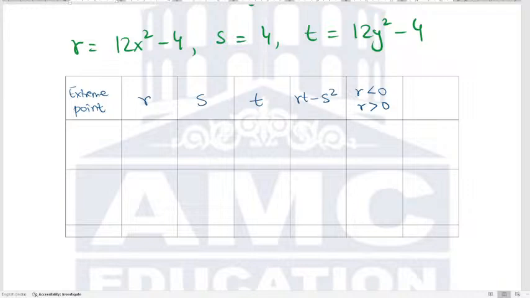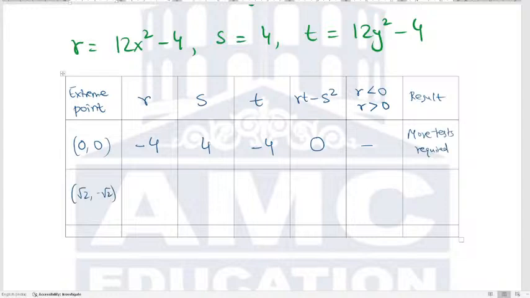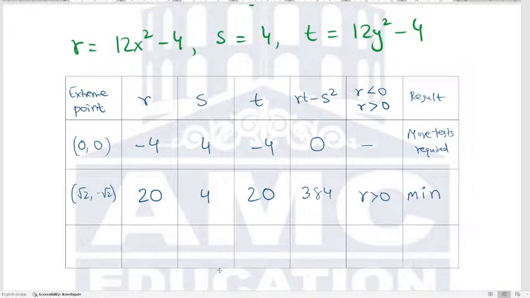When rt minus s square, this extreme point is 0 comma 0, right? At 0 comma 0, rt minus s square will be equal to 0, because rt is 16 and s squared is 4 squared, that is 16, so that is equal to 0. More tests required. Next, comma negative square root of 2. So the value of x is negative square root of 2, so r is 20. s is 4. 4 minus 4 is 2, is greater than 0. So we should go to the next column and see here, r is greater than 0. So this is a minimum value.